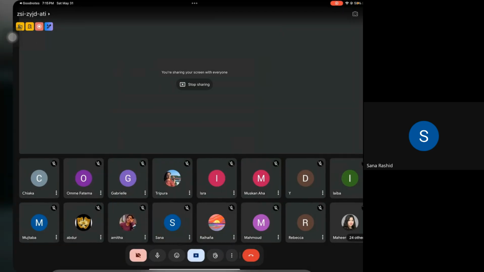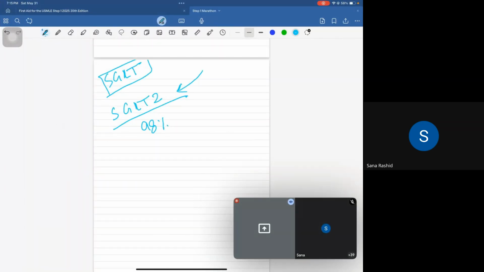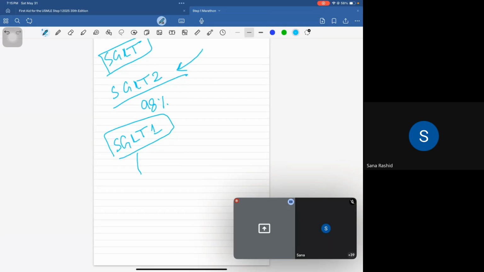Now we have another receptor which is known as the SGLT1. So what does the SGLT1 do? Basically SGLT1 does another thing as well. SGLT1 is going to absorb the sodium and glucose into the body from the gut, right?